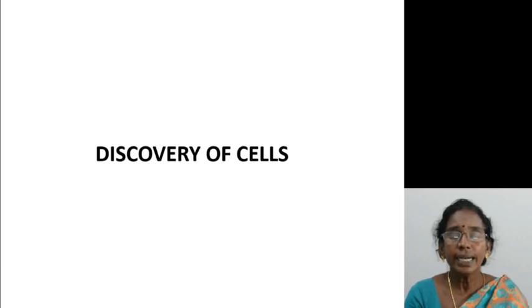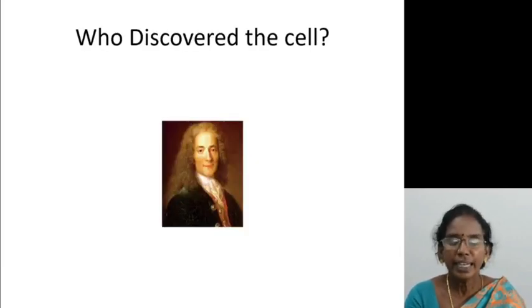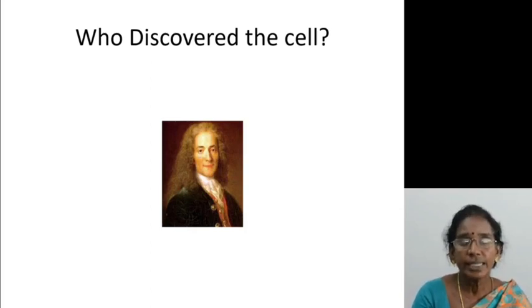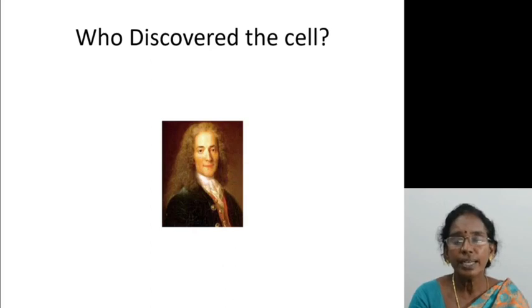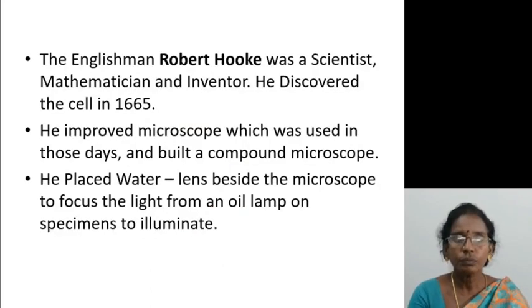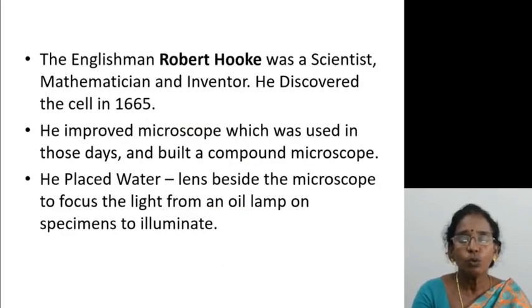Now let us see the discovery of cells. Who discovered the cell? The Englishman Robert Hooke. He was a scientist, mathematician and inventor. He discovered the cell in 1665. He improved the microscope which was used in those days and built a compound microscope.